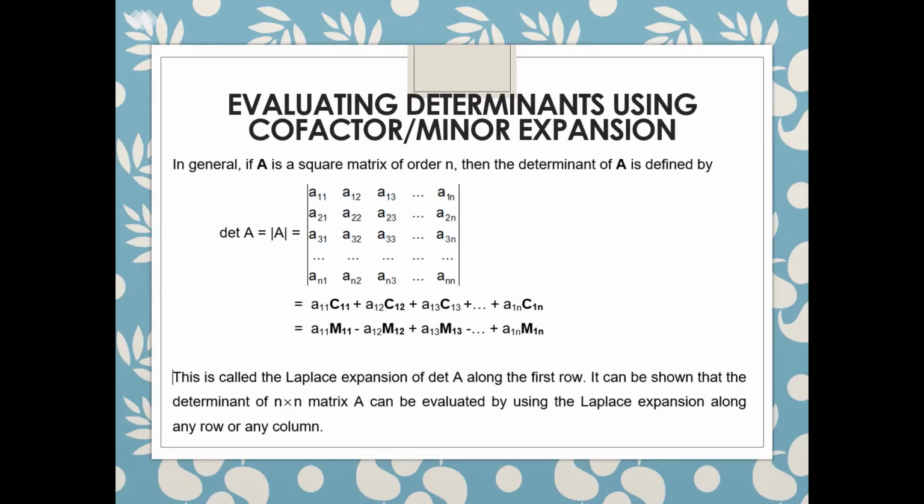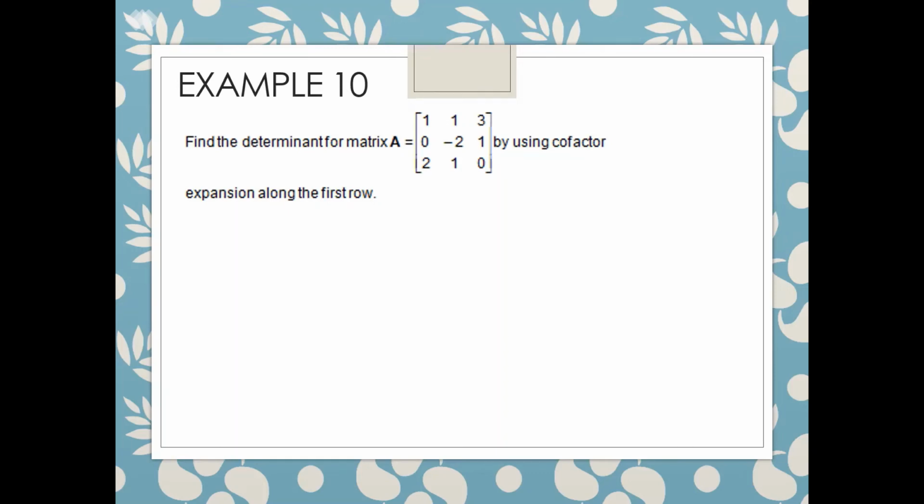Determinant can also be defined using any row or any column, but it is advisable to use the first row to avoid careless mistakes. Specifically, the above expansion of determinant A is known as cofactor expansion along the first row and minor expansion along the first row. Let's do example 10. Find the determinant for matrix A by using cofactor expansion along the first row.